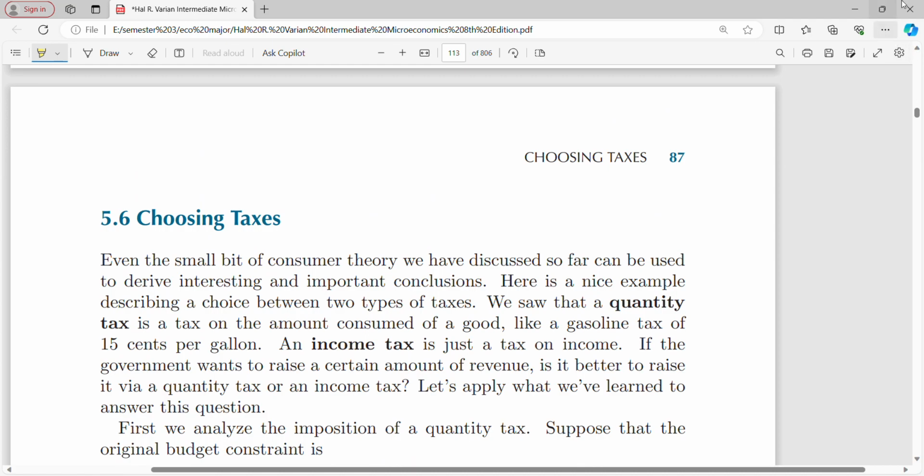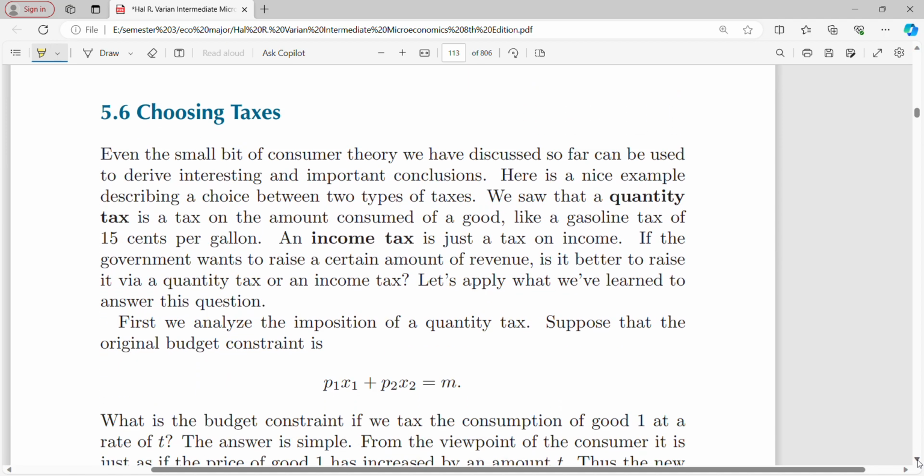Now we will go with choosing taxes. So this is a very easy topic. It simply means that what will generate more revenue for the government, income tax or quantity tax. We studied what income tax, quantity tax and value tax are in the budget constraint chapter.